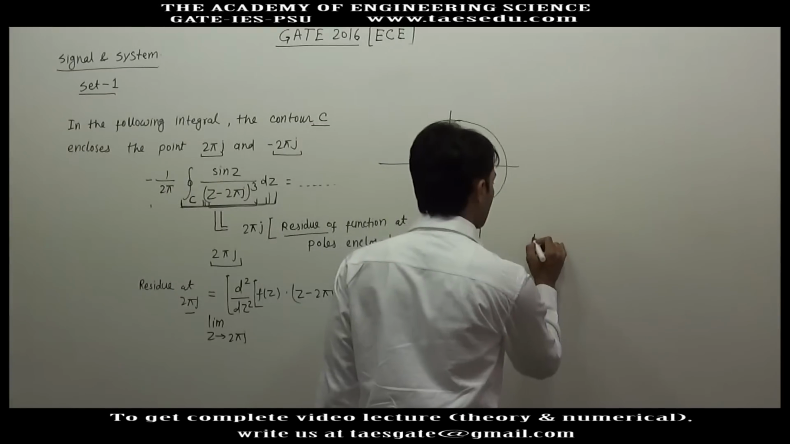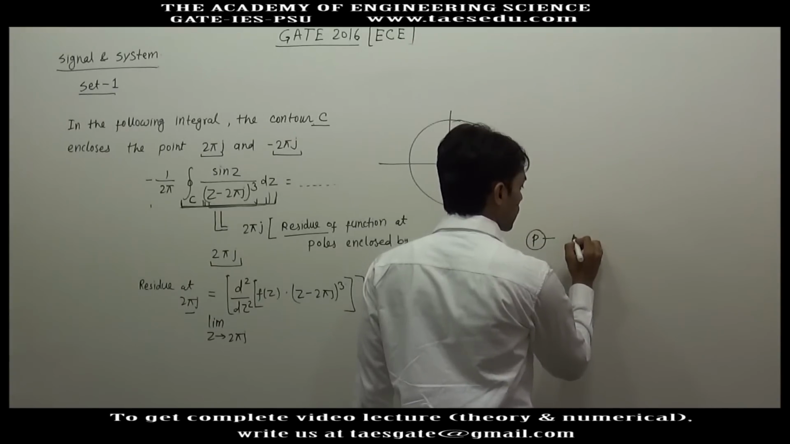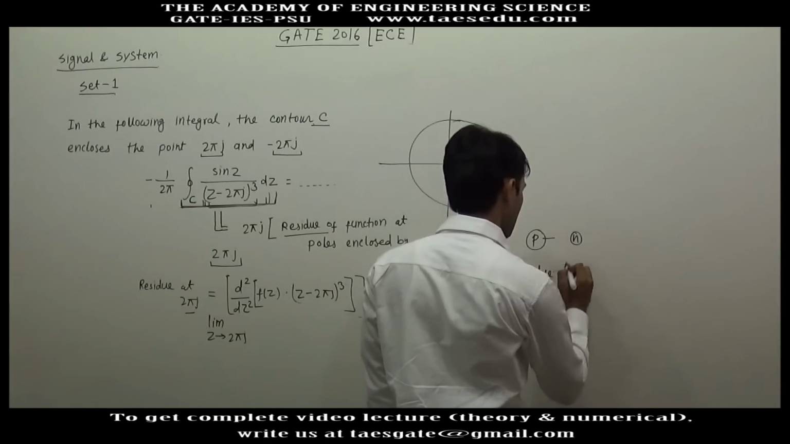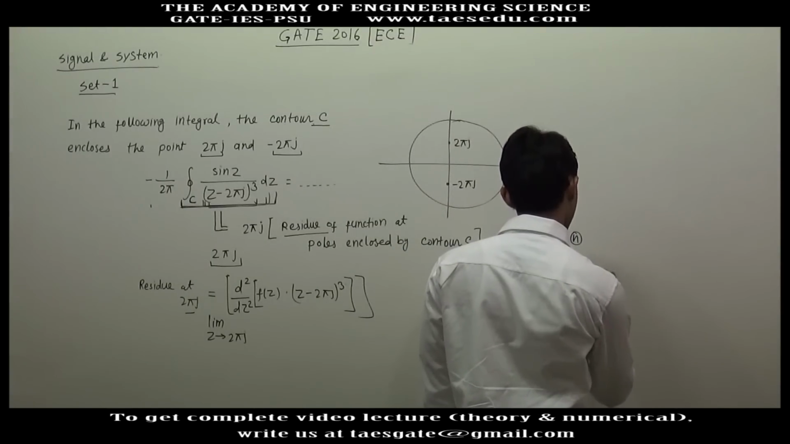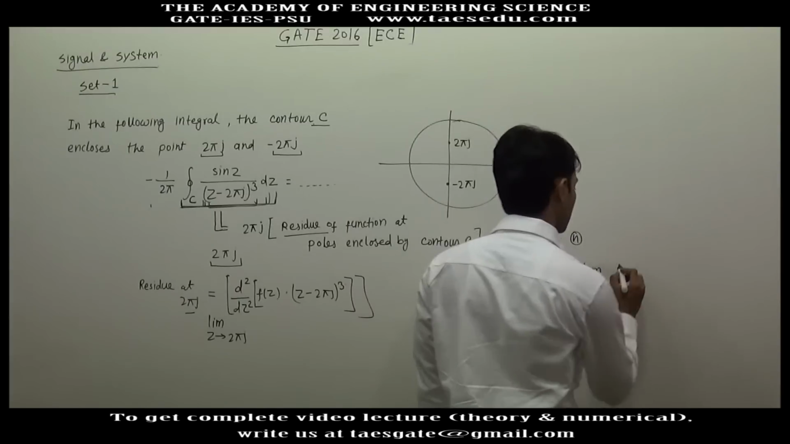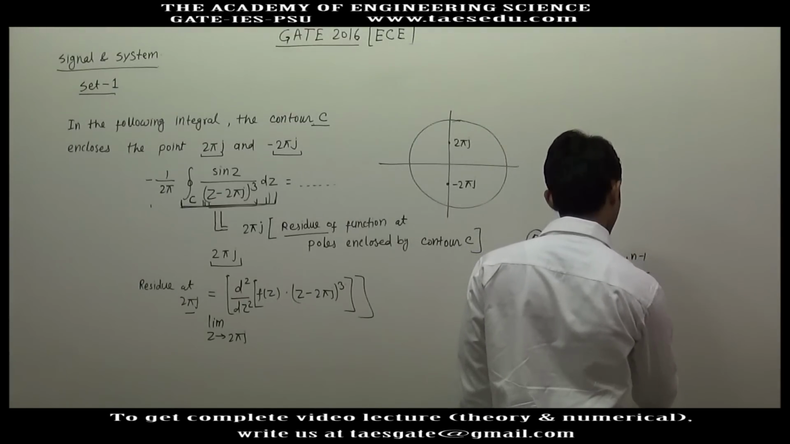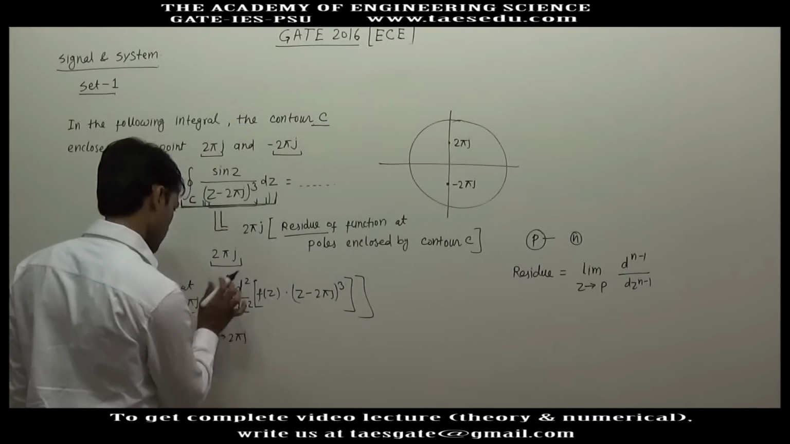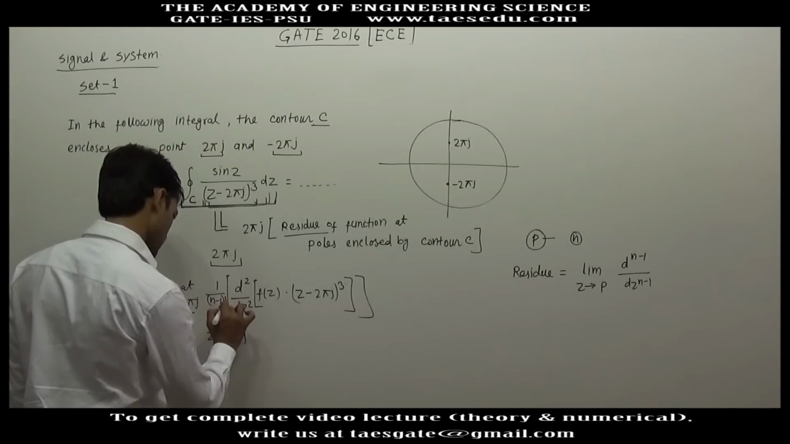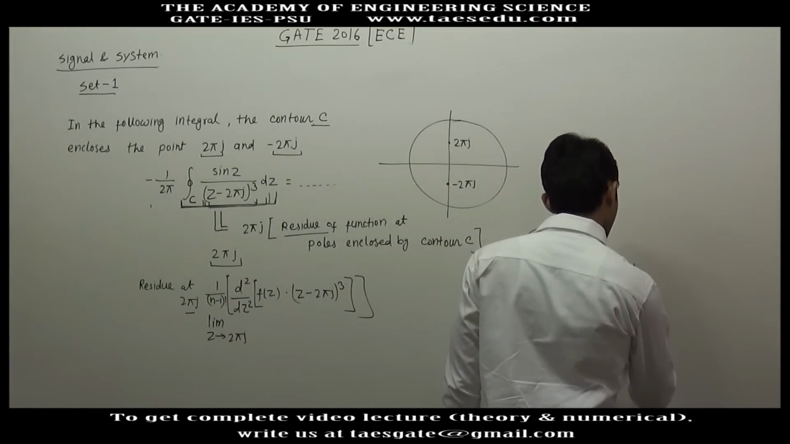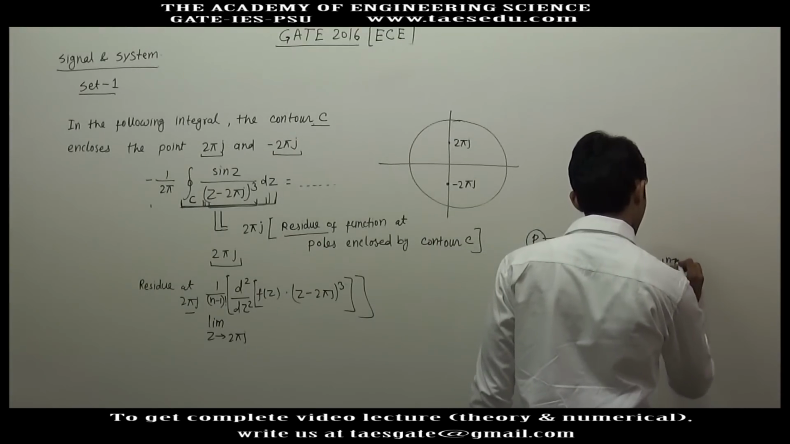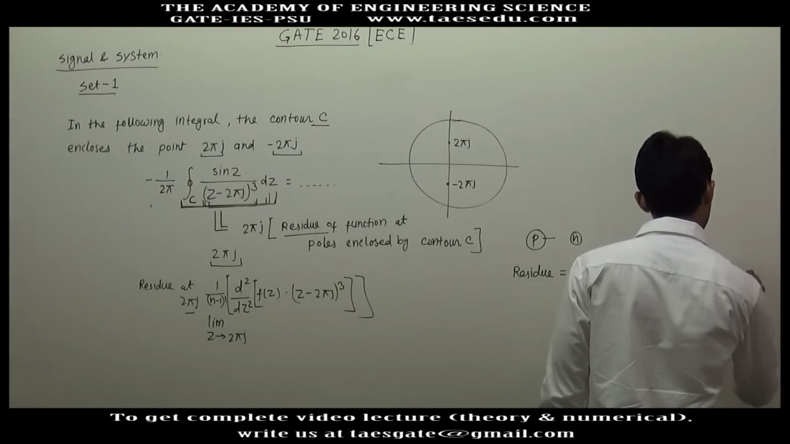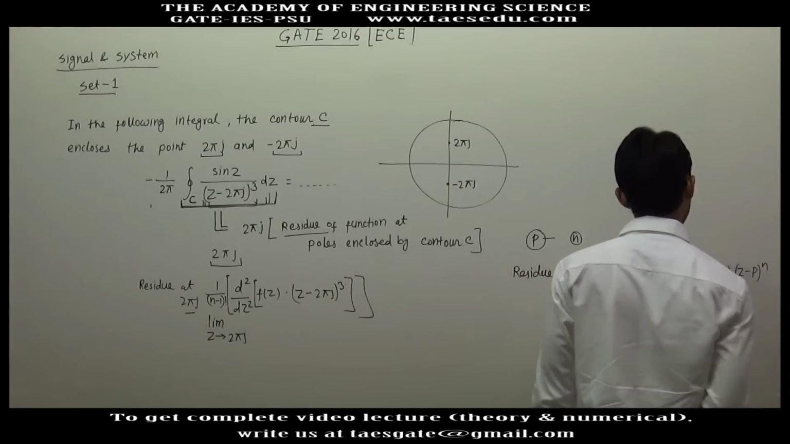If the pole P has an order of n, the general formula to calculate residue is equal to limit z tends to P of 1 upon (n minus 1) factorial, d^(n minus 1) divided by dz^(n minus 1). The order of differentiation will be n minus 1, of f(z) into (z minus p) to the power n.